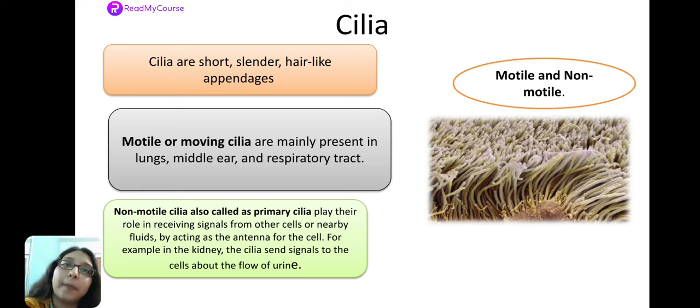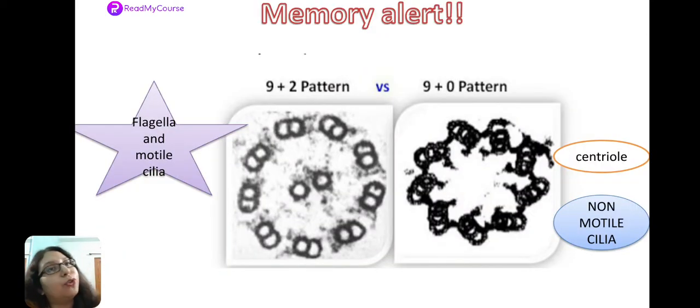Okay, and the non-motile cilia are also known as the primary cilia, and they play a very important role in receiving signals from the adjacent cells. That is an important function of the non-motile cilia. They have an important role in receiving signals from adjacent cells or nearby fluids. Therefore, they are also known as the antenna of the cell. Okay. For example, in the kidney, the cilia send signals to the cells about the flow of urine, right? Okay, now moving to the next slide. So just remember, this I have already explained. In case of centrioles, which we had studied in the earlier class, we had seen what type of arrangement?